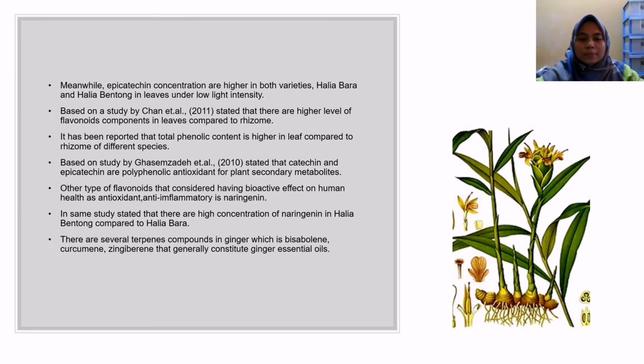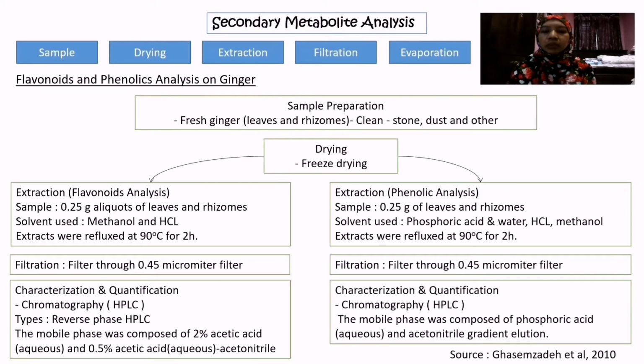There are several terpene compounds in ginger that generally constitute ginger essential oil. For secondary metabolite analysis, there are several steps that need to be followed, which are sample preparation, drying, extraction, filtration, and solvent evaporation. Flavonoids and phenolics are examples of secondary metabolites that are found in ginger.